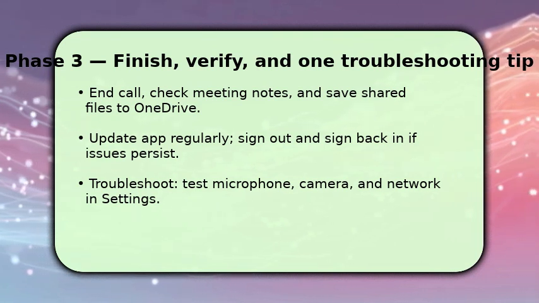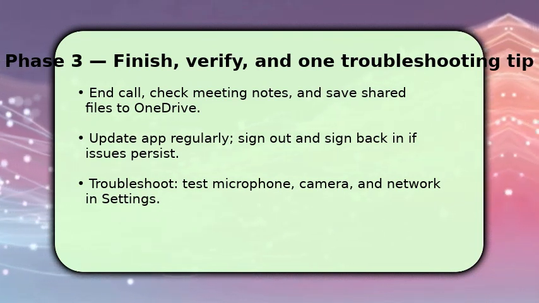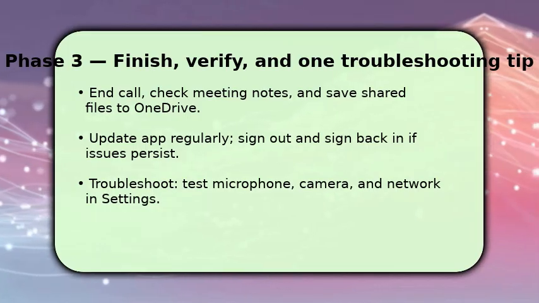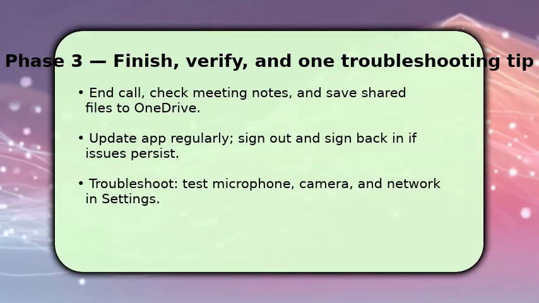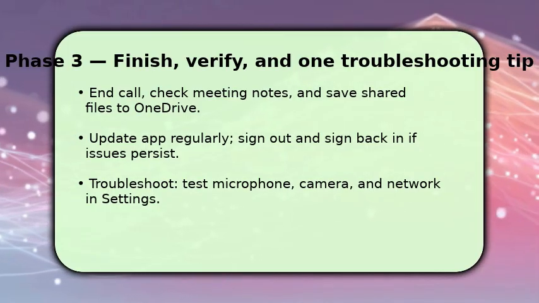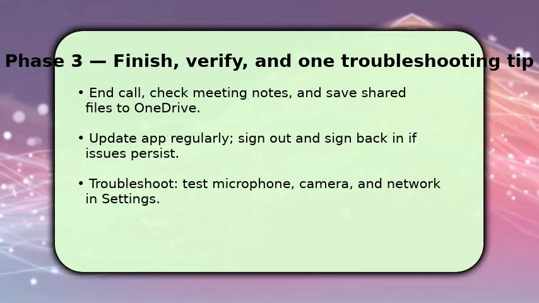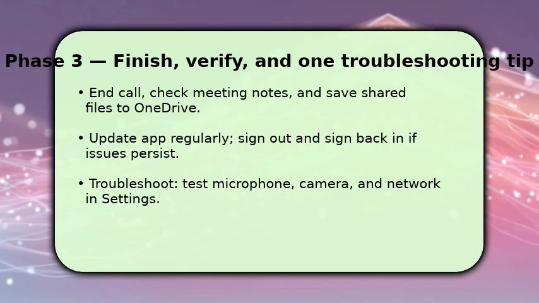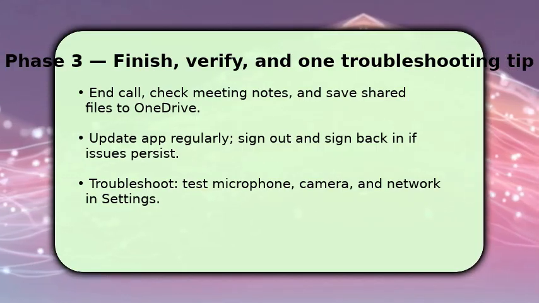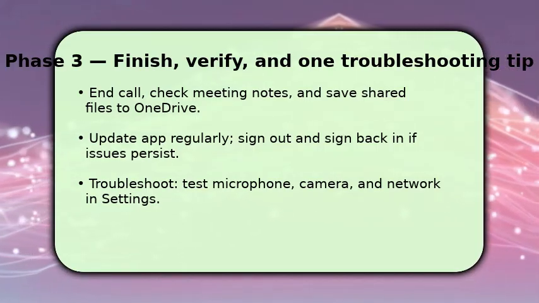Updates fix many bugs. If problems persist, sign out and sign back in to refresh your session, and then restart your phone. A key troubleshooting step: go to Settings, run the device microphone and camera tests, and check network speed. Poor Wi-Fi often causes call issues, so switch to mobile data if necessary.